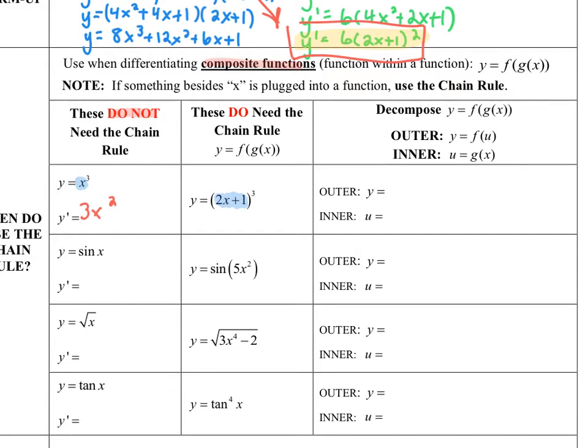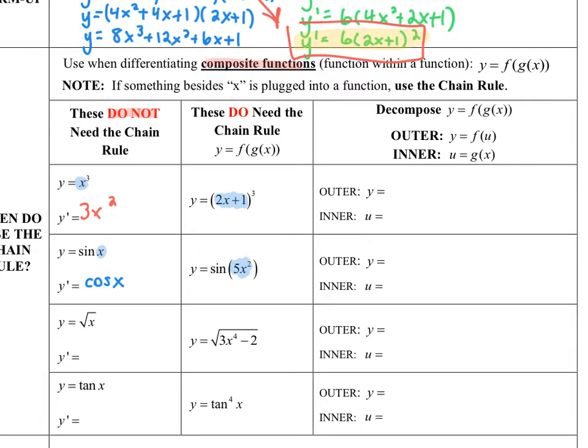Going down to the next one. So here I have y equals sine x, and you know that that derivative is cosine x. And no chain rule was needed for that one. But look at how that's different from the one in the next column. So here I'm not doing the sine of just an x, I'm doing sine of 5x squared. So what I've got is something more complicated than just an x that I'm finding the sine of. So this one is going to need a chain rule.